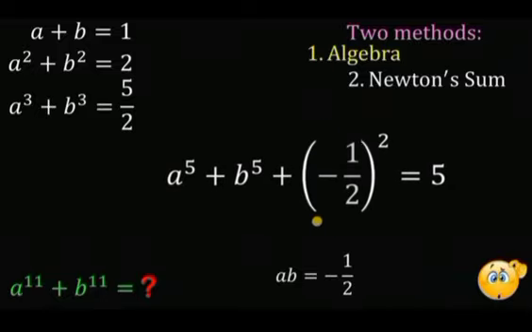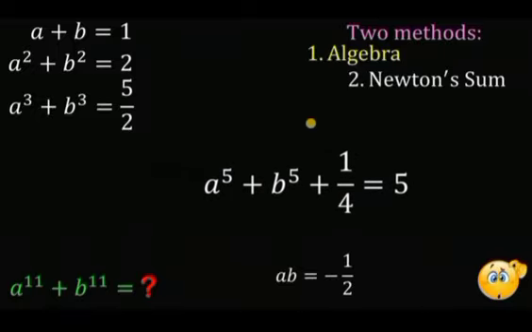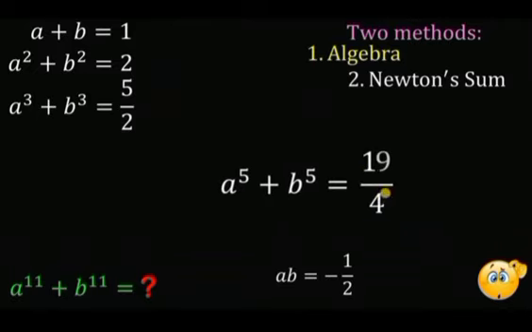A times b is negative 1/2. Now let's simplify. Negative 1 over 2 raised to the power of 2 will give us 1 over 4. Now subtract 1/4 on both sides. And 5 minus 1/4 will give us 19 over 4. This is now the numerical value of a raised to the 5th power plus b raised to the 5th power.